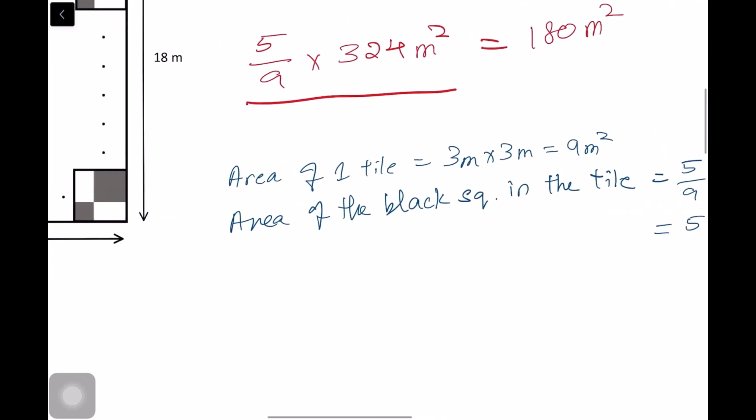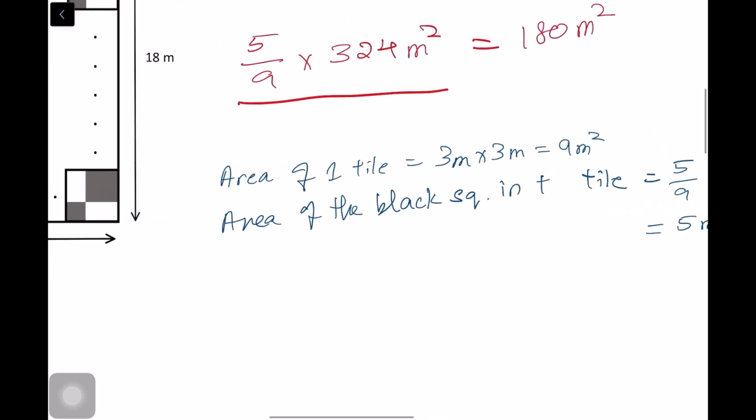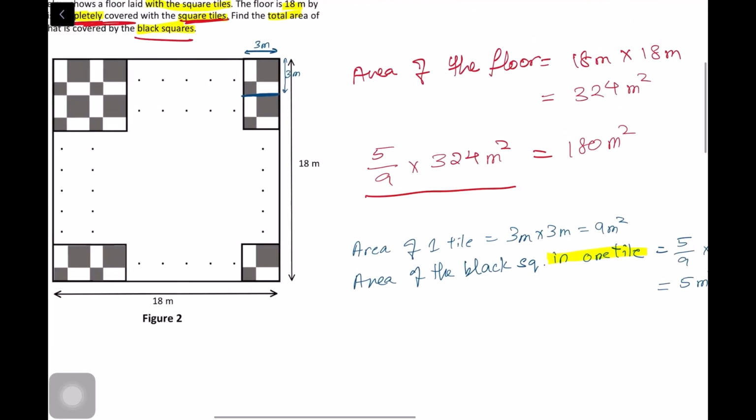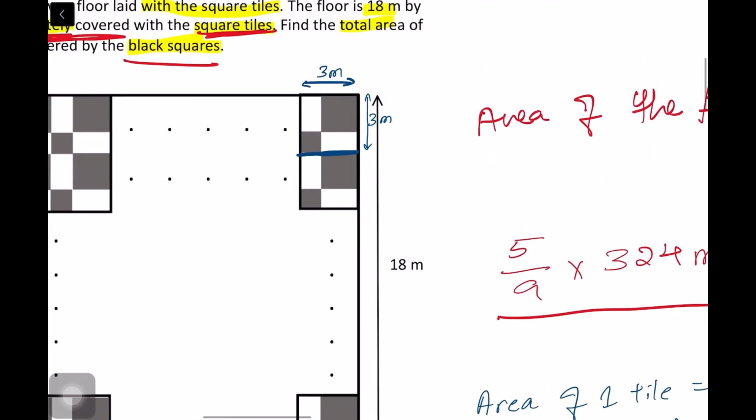So this is for one tile. I should replace this with 1 in one tile. Now this is important, in one tile. Okay, so now the length of one tile is 3 meters.